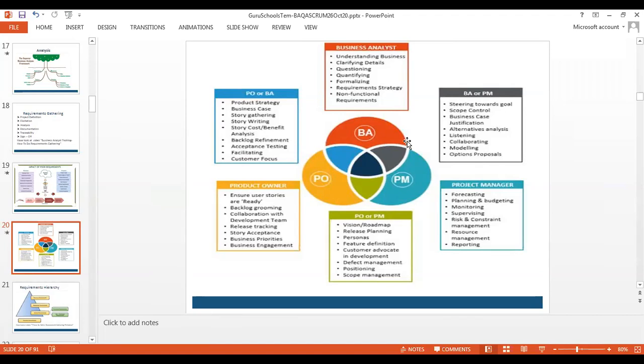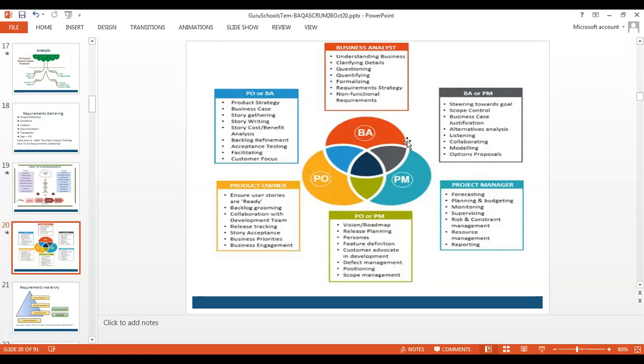Now if you look at product owner, it builds a product strategy. क्यों चाहिए, क्या चाहिए, कहाँ से चाहिए. So we build a business case as a product owner. Forget about story. Story is basically kind of tools we use to qualify the requirement in Agile methodology, in Scrum basically. ठीक है. Then backlog refinement is also Scrum part. Then we'll have acceptance testing. It's our testing part. Facilitating, customer focus. ये product owner की responsibilities है, right?